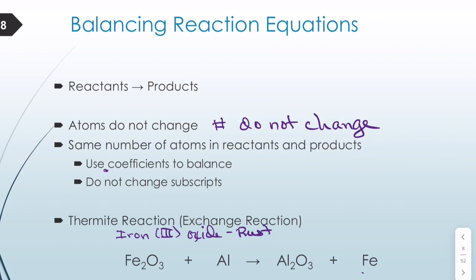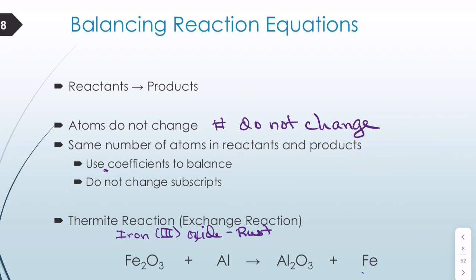All right, but it's not balanced right now, because if you take a look, on our reactant side, we have 2 iron atoms, but on our product side, you'll notice that I only have 1 iron atom. Also, on the reactant side, I've got 1 aluminum, but on the product side, I have 2 aluminums. So I need to balance it, because again, in a chemical reaction, while the identities of the atoms don't change, we must make sure we have the same number on both sides.